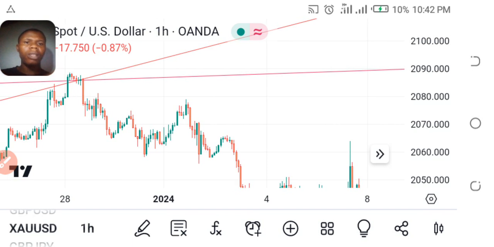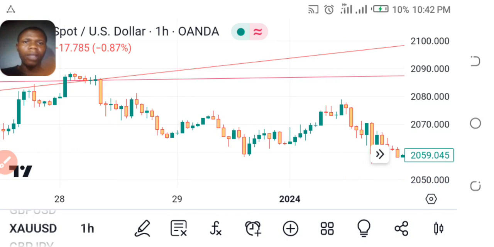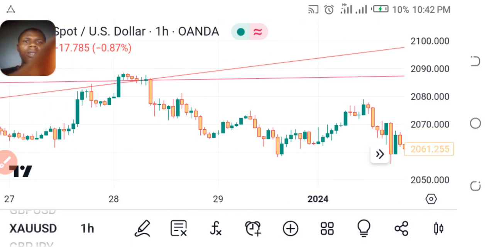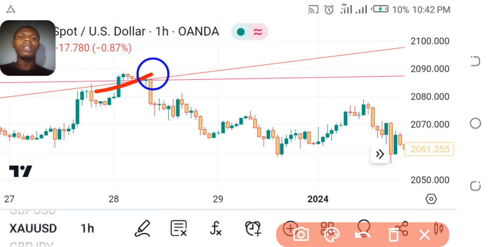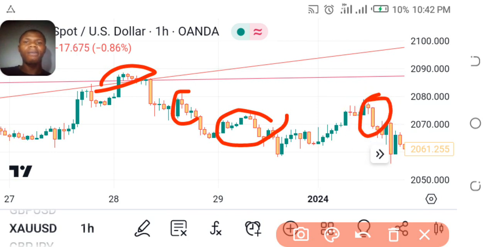Evening star, still an evening star here, still on the same trend line. Evening star, evening star. That's just what I've been saying.